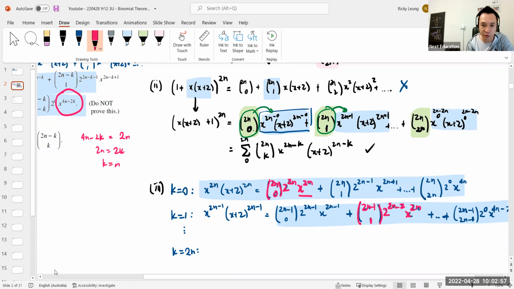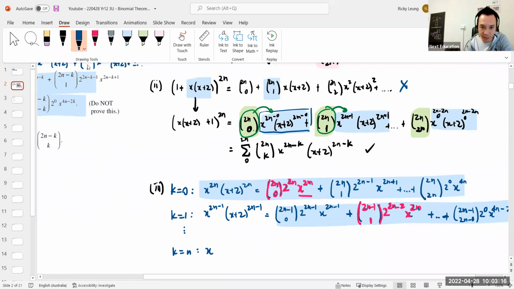2n is too large. I do not need that. So let's adjust that to k equals n. That will be the last term where an x to the power n term is available, right? So let's do this. When k equals n, let's see what we get.